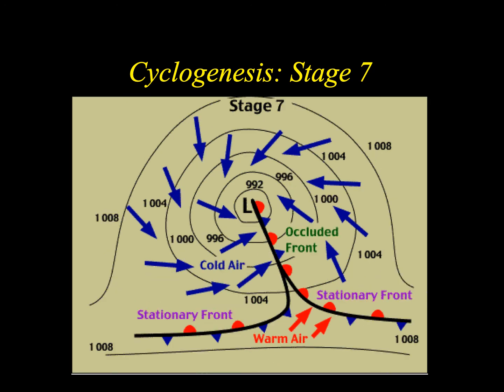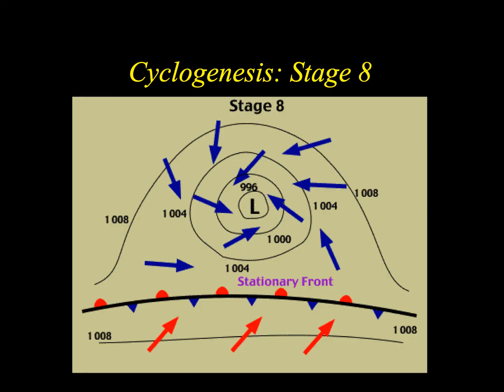Here's stage 7. The occlusion is even greater. We have a well-developed occluded front. The stationary front is beginning to develop again. Let's finish off this cyclogenesis and look at stages 8, 9, and 10. In 8, we notice the low separates from the stationary front. There's no longer a warm front or cold front existing.